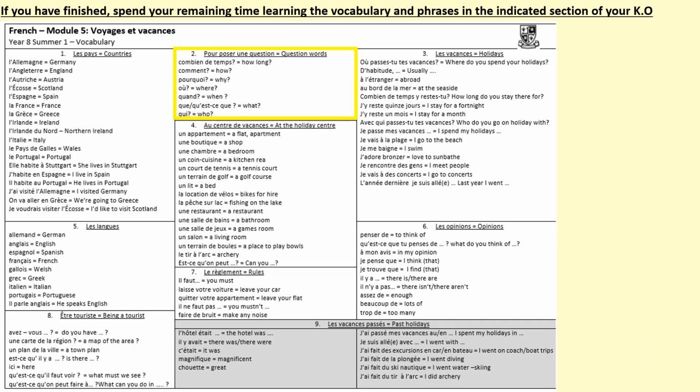Well done, Year 8. I hope you enjoyed doing a little bit of speaking. I'm sure you're missing it now that you're not in school.